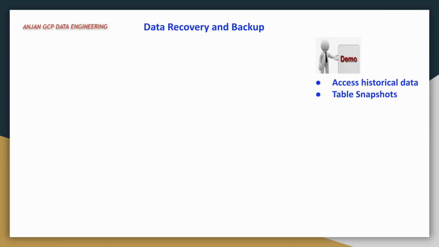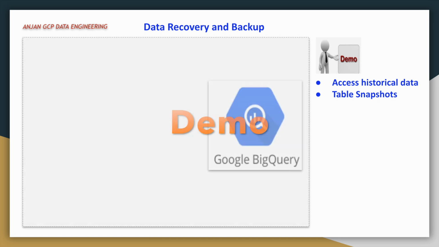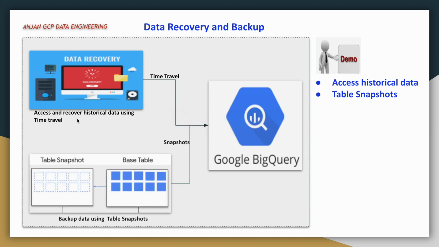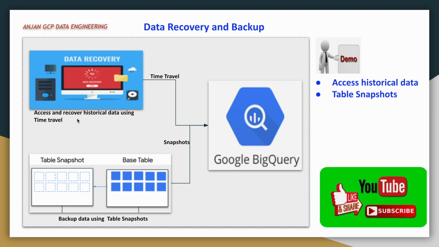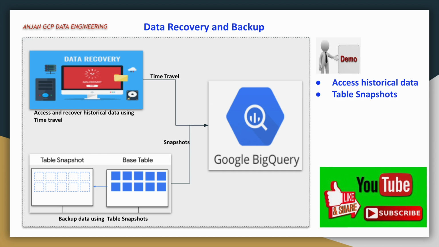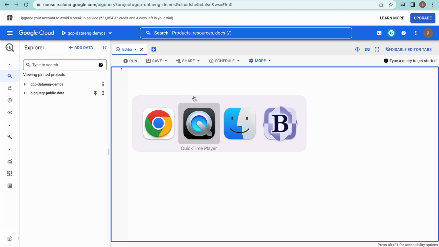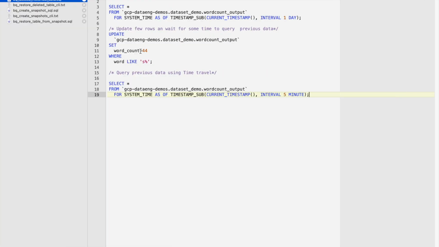Okay, so now let's quickly move to the demo. In the demo, we'll see how you can access historical data using the time travel option, right? In the second task, we'll see different options to create table snapshots. Okay, into my GCP console. Let's see the options available to query historical data one by one. Okay, for that, let's go to the console, right?